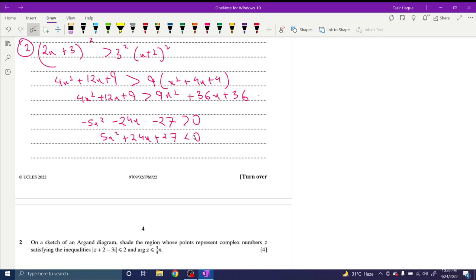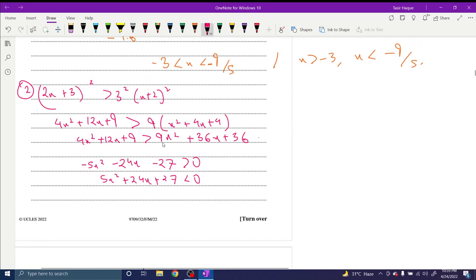So we need to solve this quadratic equation, right? So you need to make a reasonable attempt at doing that. How? You guys know that 5 into 27 is 135, right?